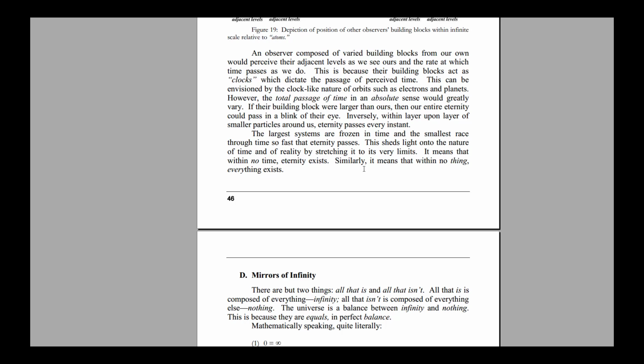If their building block were larger than ours, then our entire eternity could pass in a blink of their eye. Inversely, within layer upon layer of smaller particles around us, eternity passes every instant. The largest systems are frozen in time, and the smallest race through time so fast that eternity passes. This sheds light onto the nature of time and of reality by stretching it to its very limits. It means that within no time, eternity exists. Similarly, it means that within no thing, everything exists.